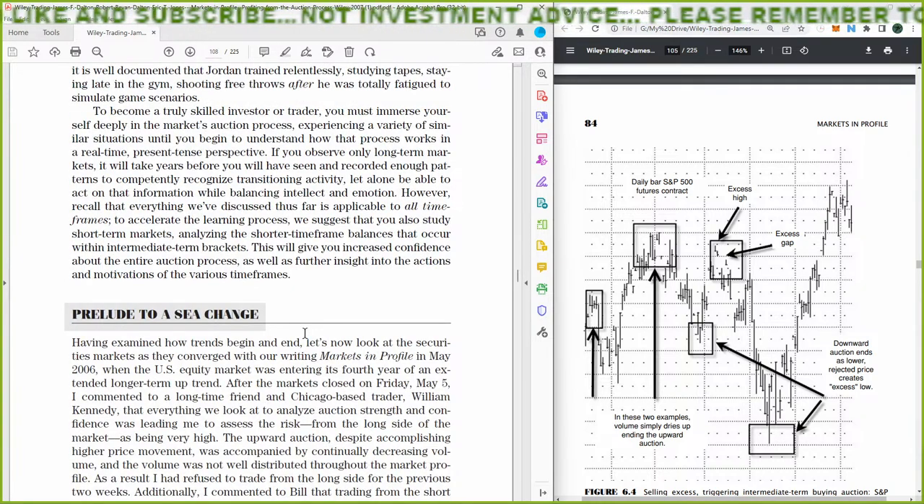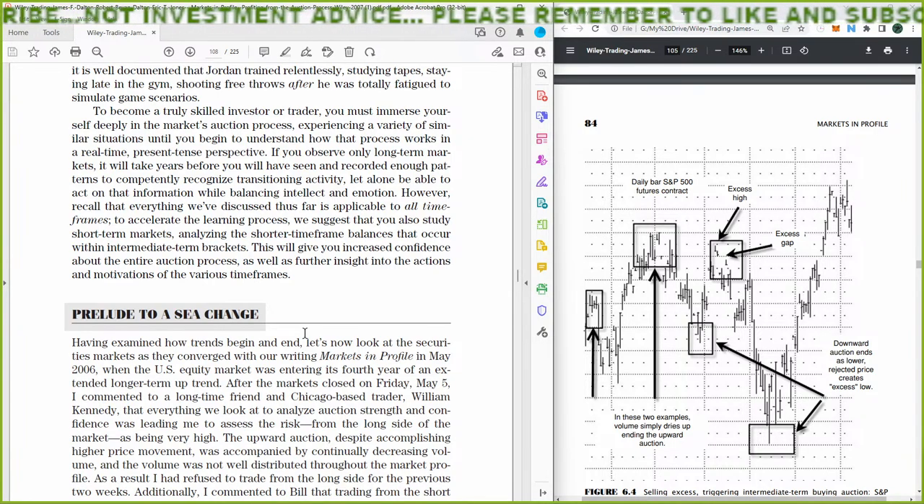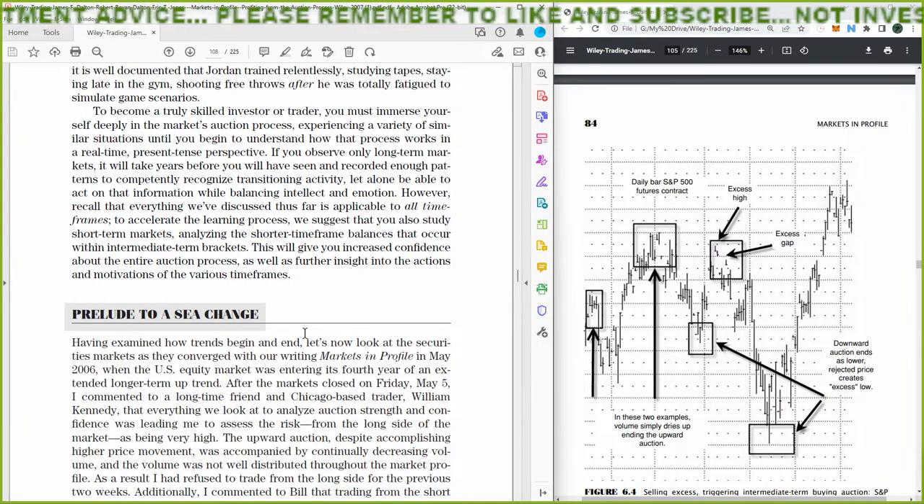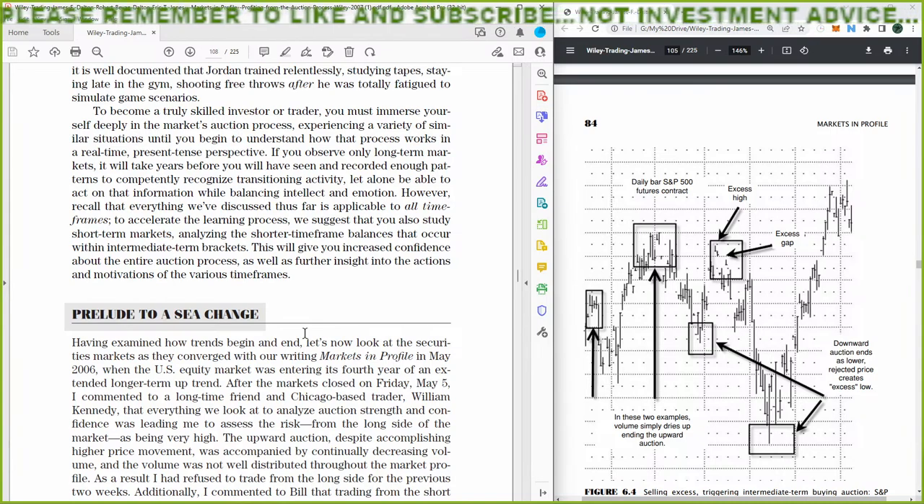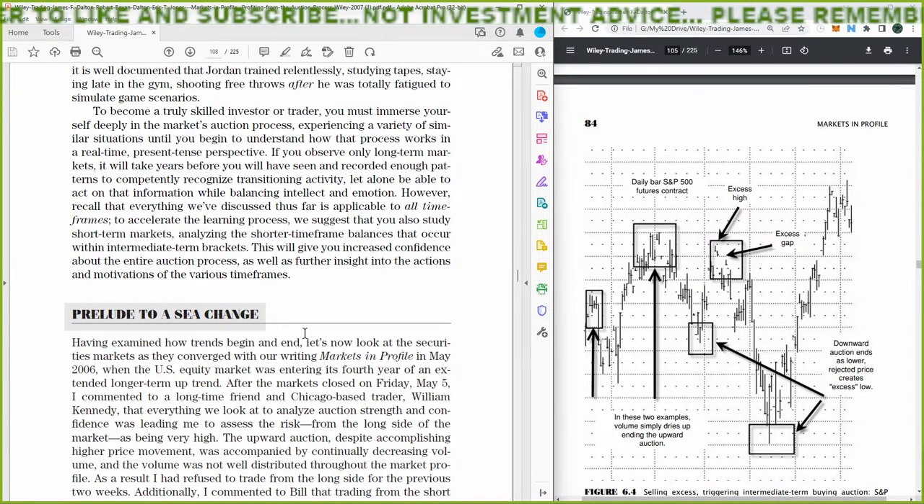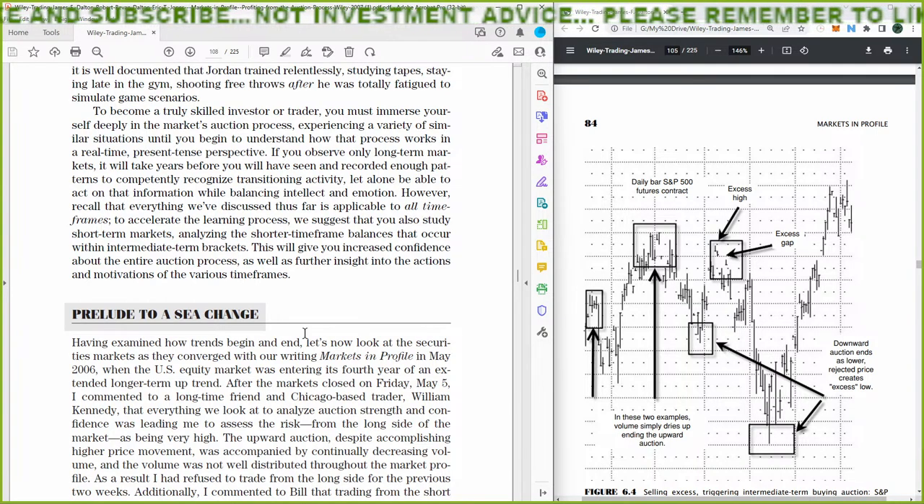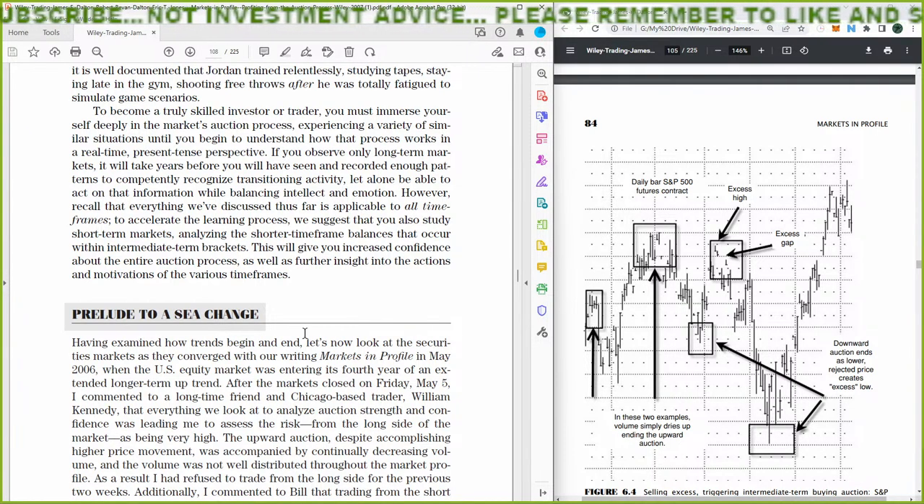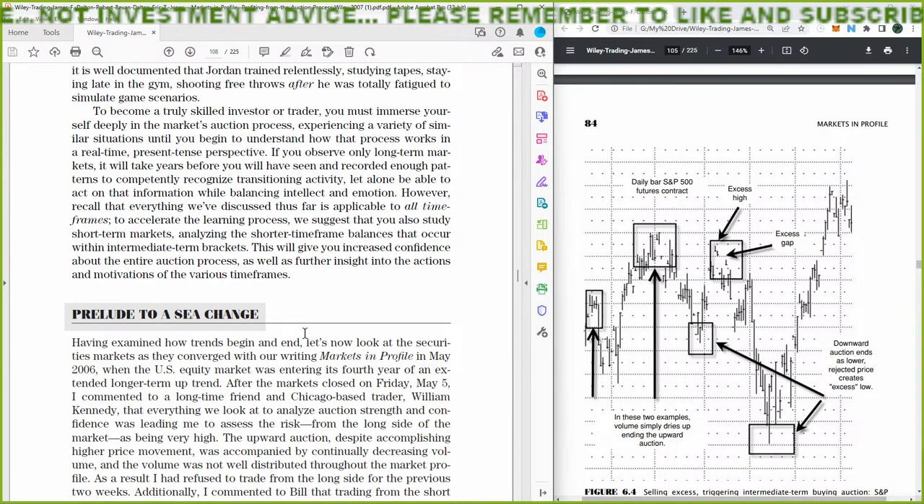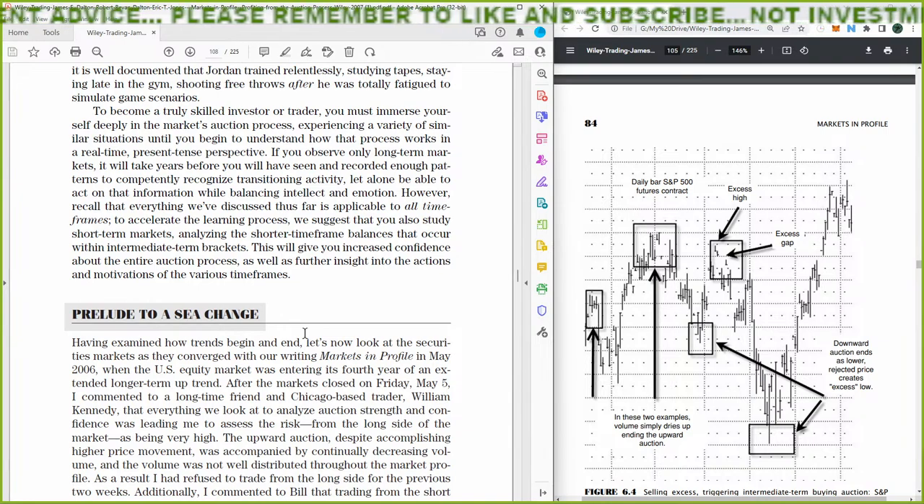To become a truly skilled investor or trader, you must immerse yourself deeply in the market's auction process, experiencing a variety of similar situations until you begin to understand how the process works from a real-time, present-tense perspective. If you observe only long-term markets, it will take you years before you have seen and recorded enough patterns to completely recognize transitioning activity, let alone be able to act on the information while balancing intellect and emotion.